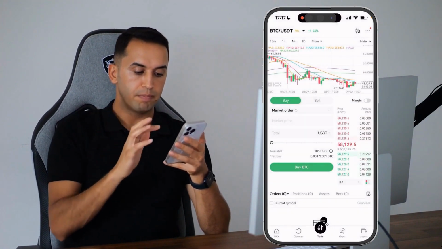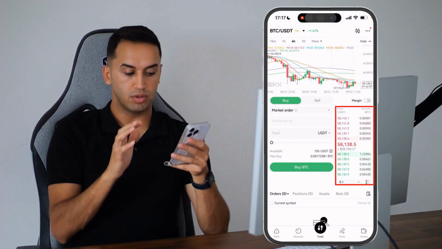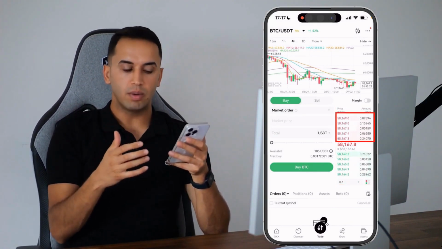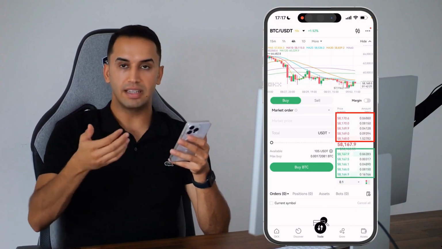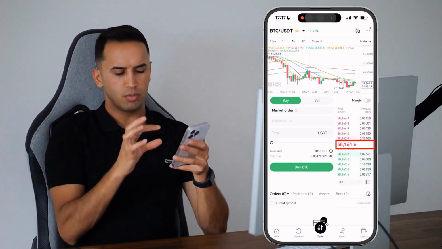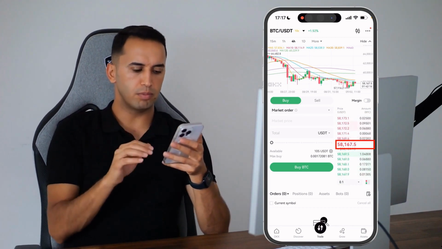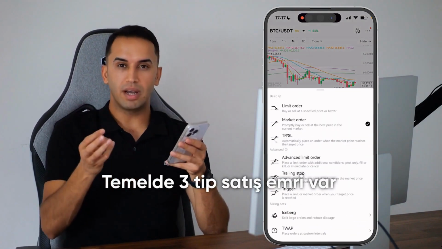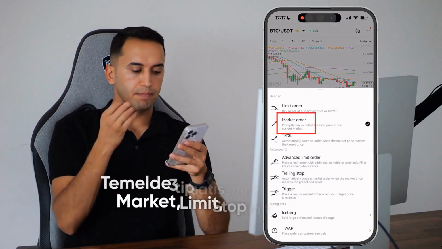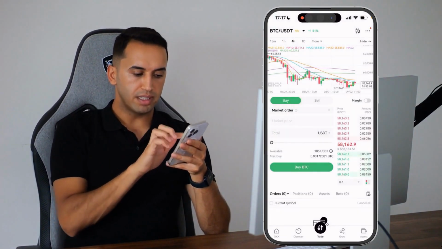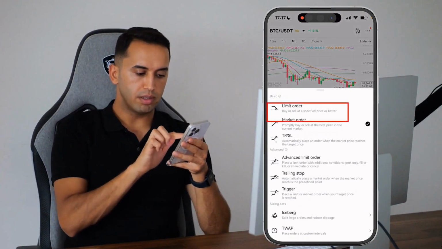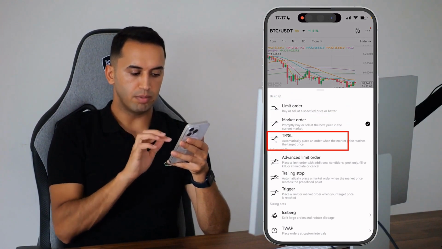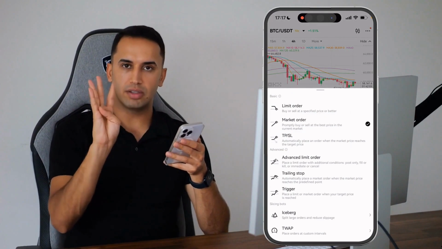So, now, on the right, you see an order book. Those shown in red are sellers, while those shown in green are buyers. And the 58,961 in the middle is the current price of Bitcoin. There are basically 3 types of orders, friends: market, limit, and stop limit. I'm explaining the market first to make it easier. The others are advanced. There are 3 in basic.